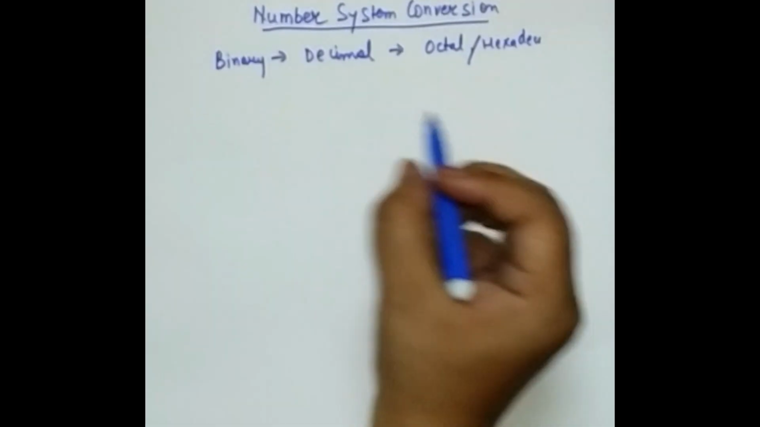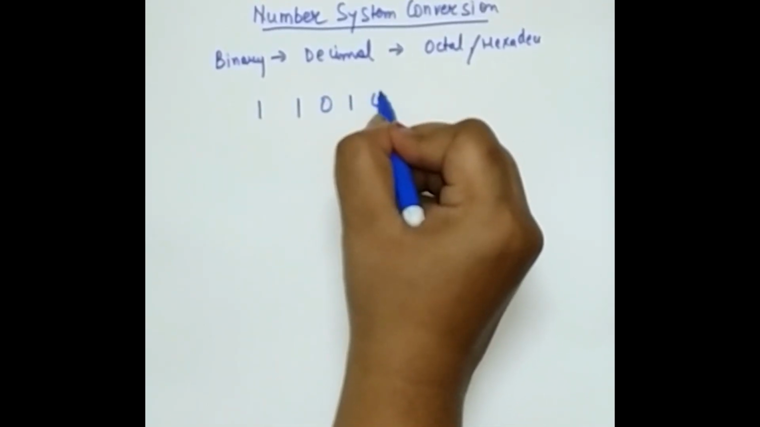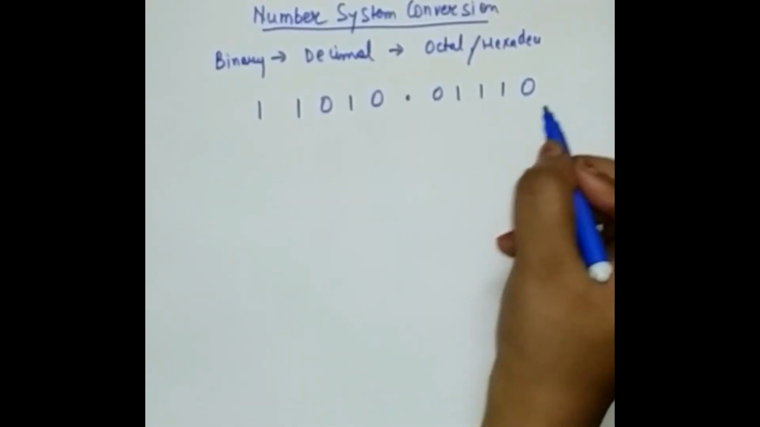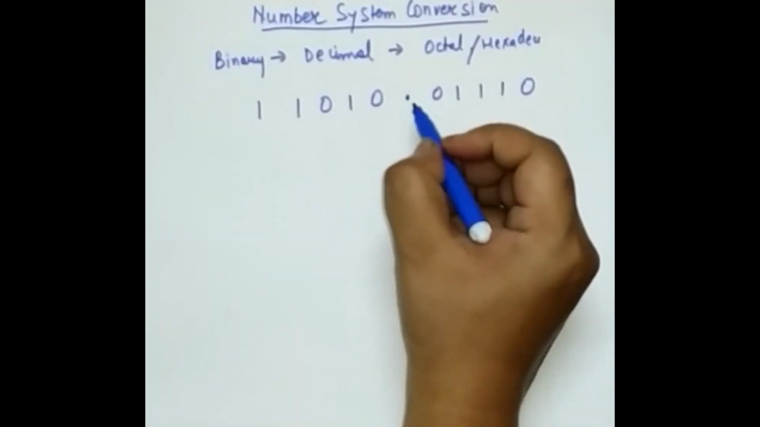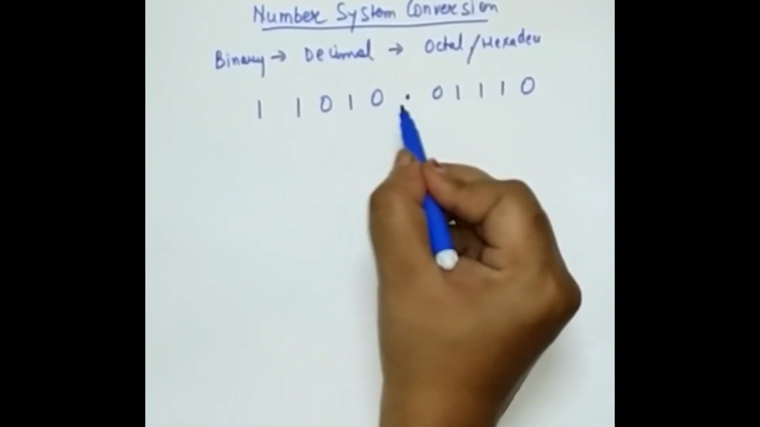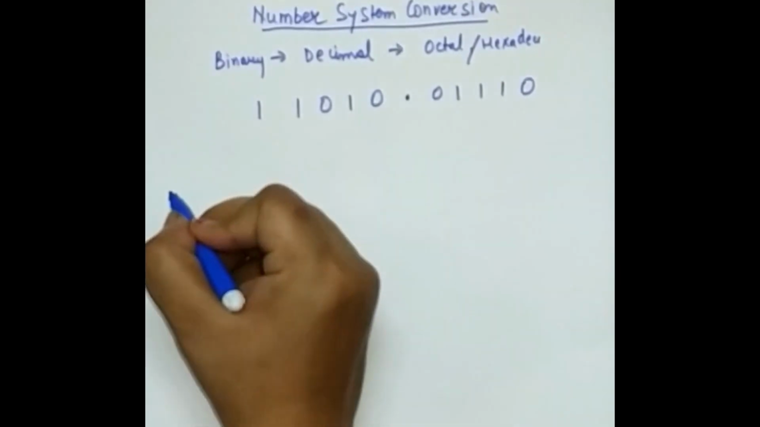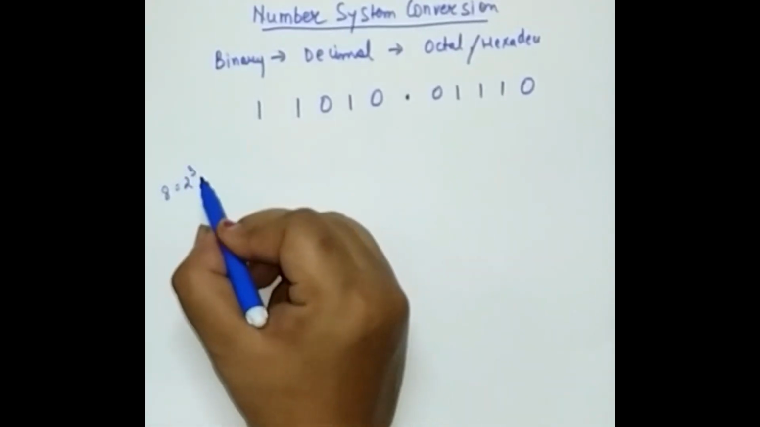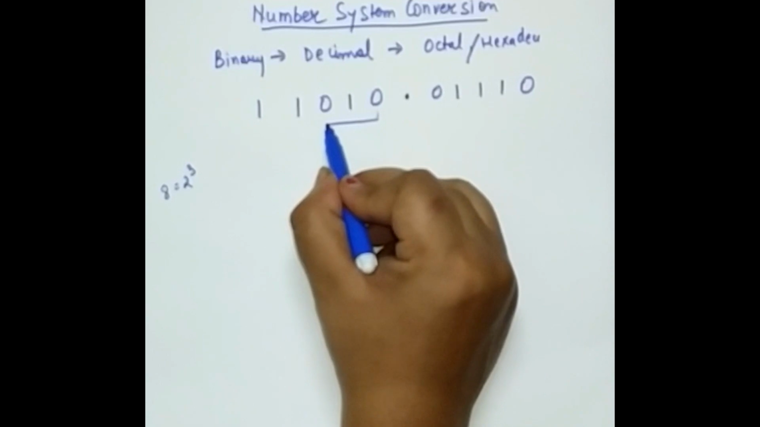Suppose I take an example, if the number is 11010.01110, suppose this is a binary number and I have to convert this into an octal number. So this is the decimal part. Now see, the octal number system has base 8. So 8 means what? 2 to the power 3 equals 8. So you have to take 3 bits.